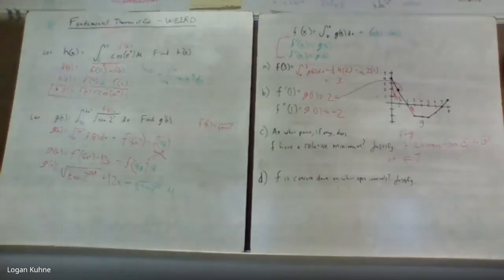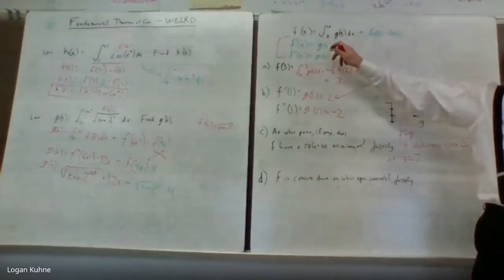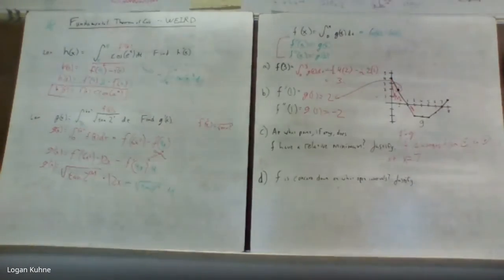F is concave down on what open intervals? Okay, concave down. Concave down is when f double prime of x is less than 0, right? When is f double prime of x less than 0? Also known as when is g prime of x less than 0? When is g prime of x less than 0 on this?